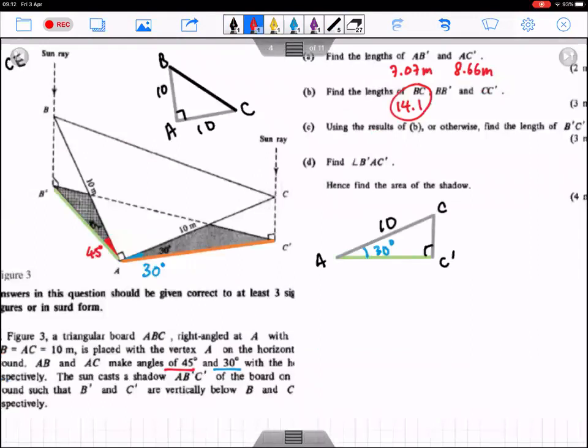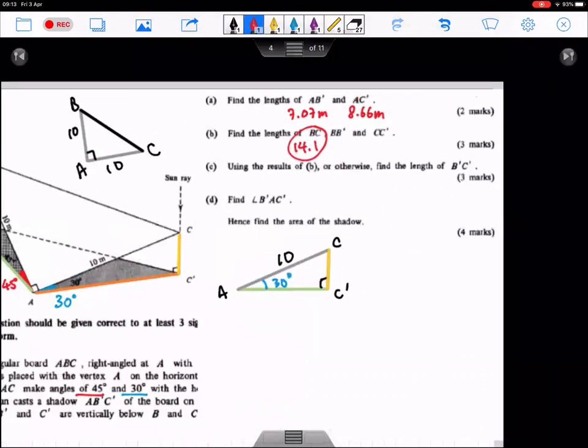And then for BB prime and CC prime, these are the vertical parts, the yellow part here. Once again, you can do it in the same right angle triangle. So CC prime is 5, this is an exact value. And this is 7.07 for BB prime. So almost all of us are okay at this.